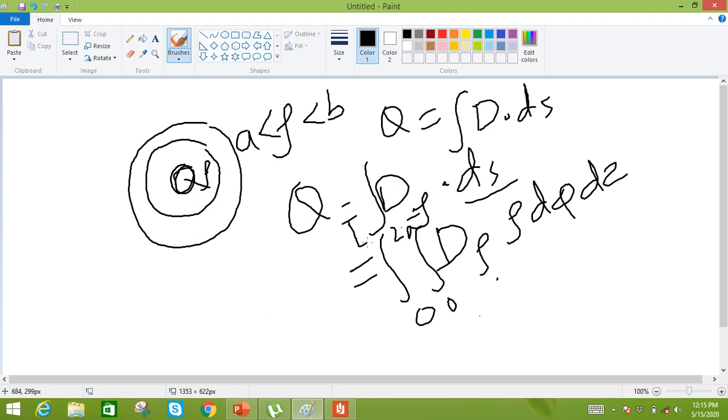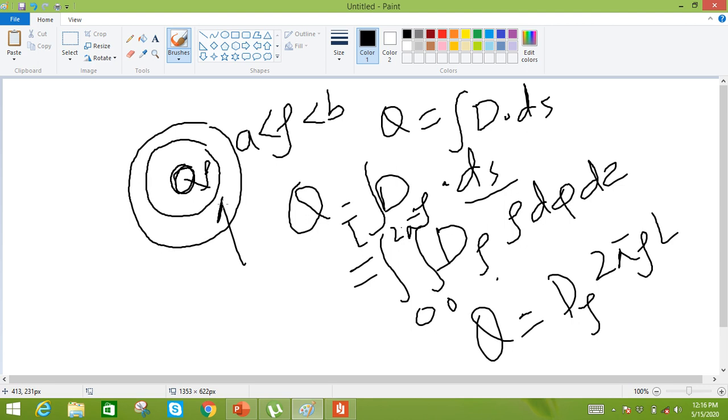So from this equation we can find that Q will be equal to D_ρ 2πρL. When we apply Gauss's law to this Gaussian surface, the charge contained inside this Gaussian surface will be equal to D_ρ times the surface, 2πρL.